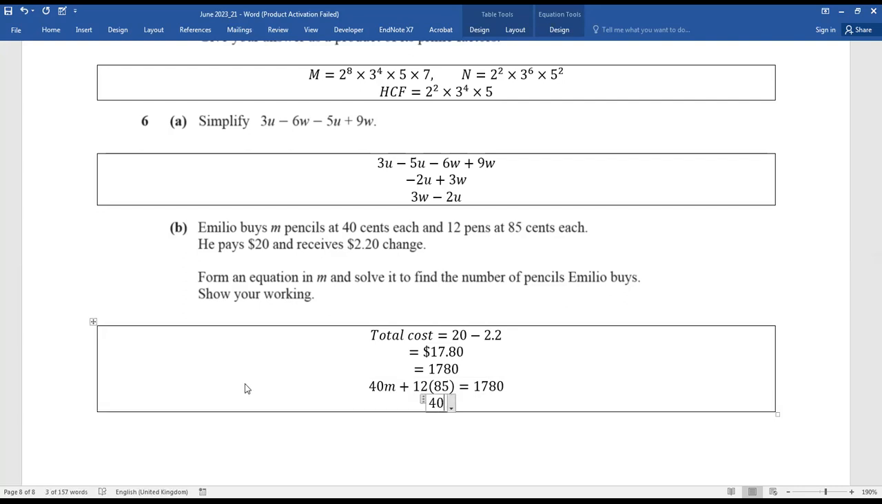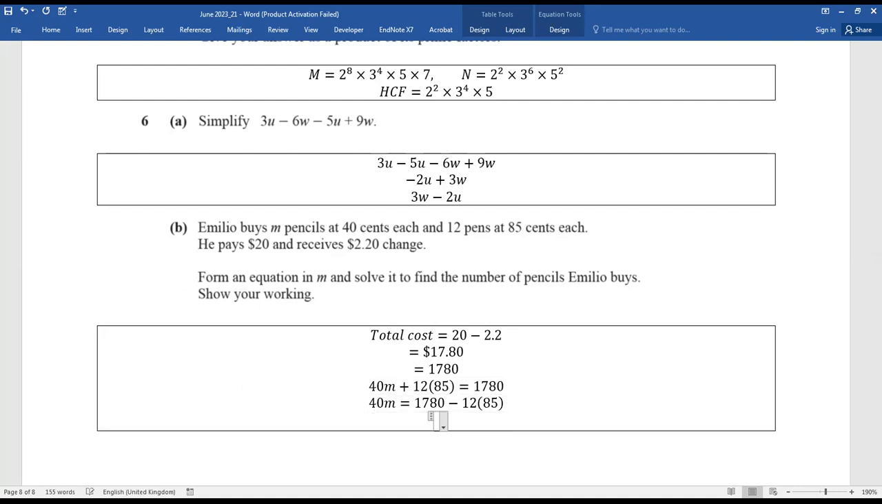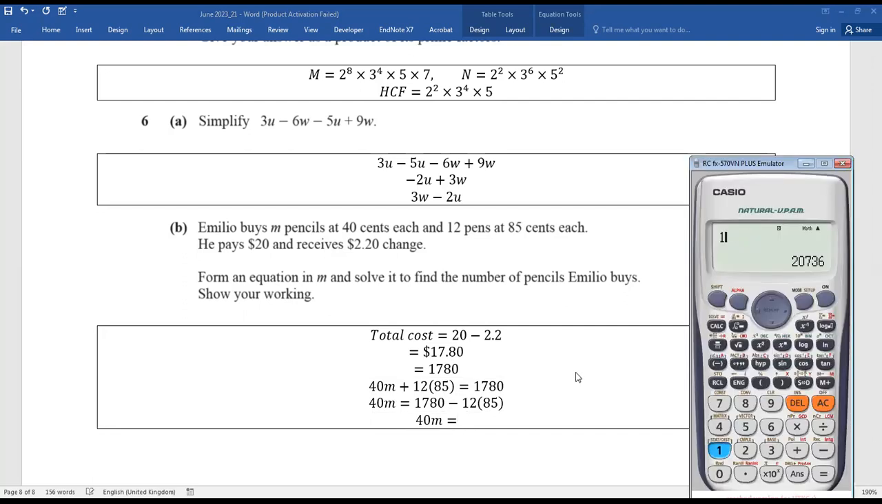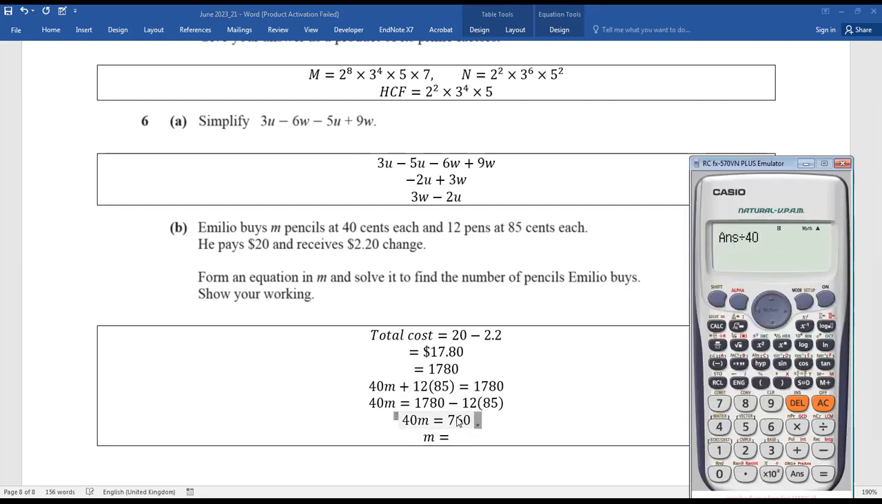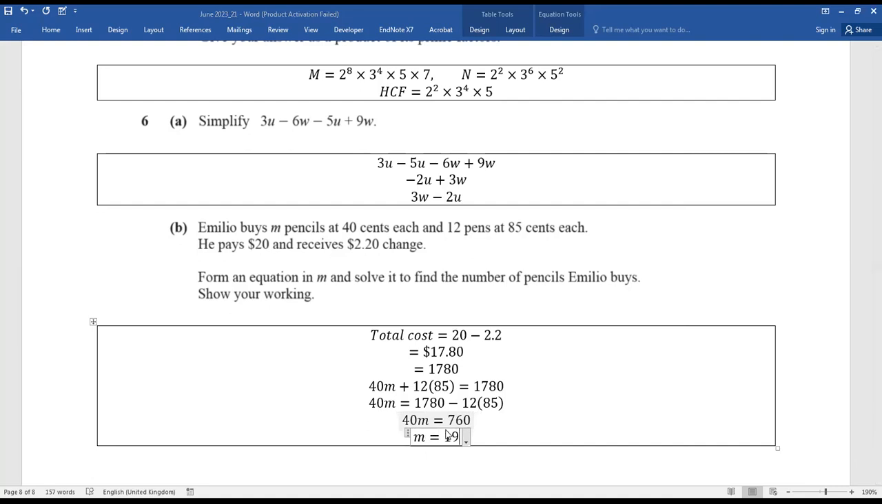So 40m is equal to 1780 minus 12 into 85. So 40m is 1780 minus 12 into 85, 760. And when you divide it by 40, we get 19. So 19 is the number of pencils that he bought.